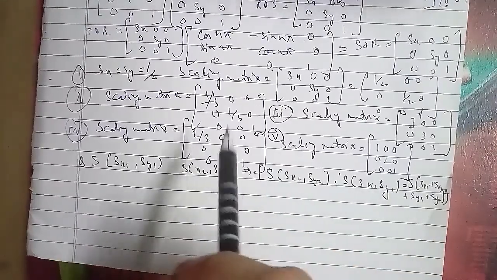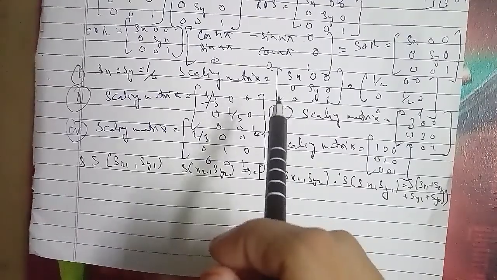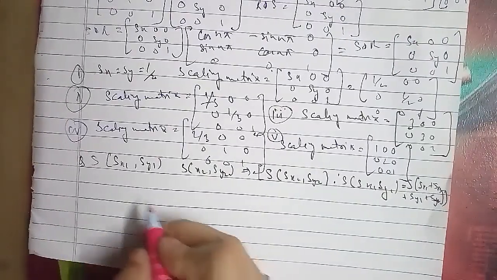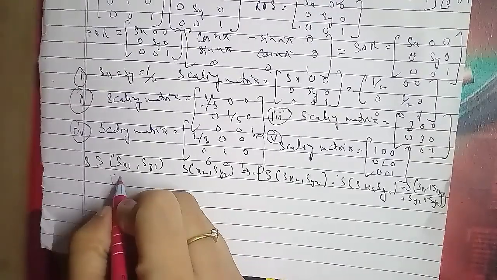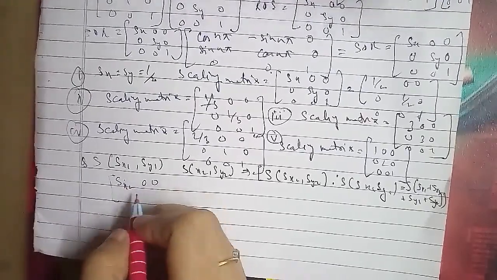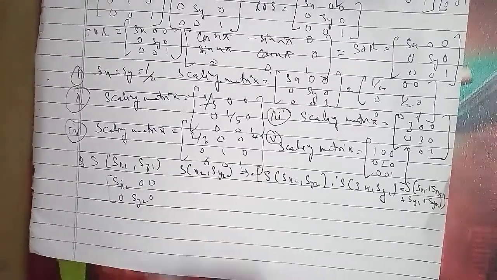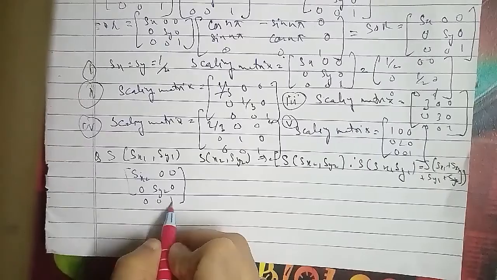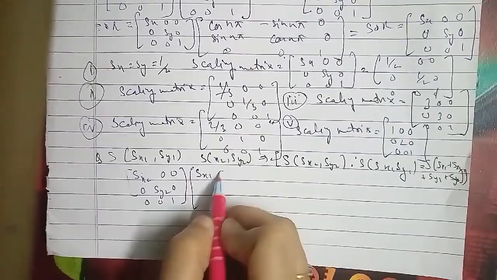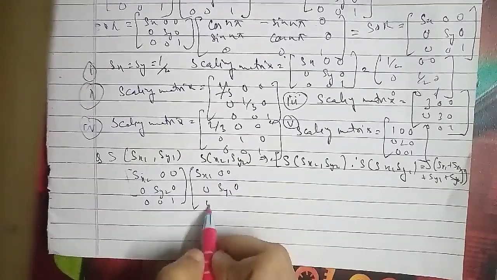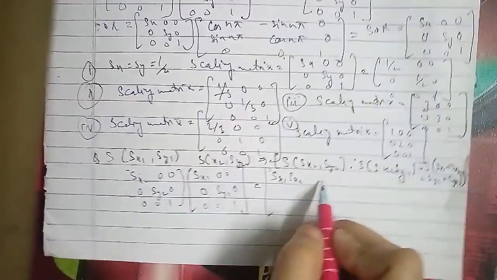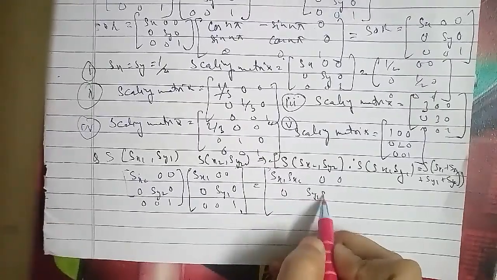Here we discuss scaling: concatenating the transformation matrices for two successive scaling operations produces the following composite scaling matrix. The matrix we find is Sx2 0 0, 0 Sy2 0, 0 0 1, times Sx1 0 0, 0 Sy1 0, 0 0 1. That will give Sx1 Sx2 0 0, 0 Sy1 Sy2 0, and 0 0 1 as well.